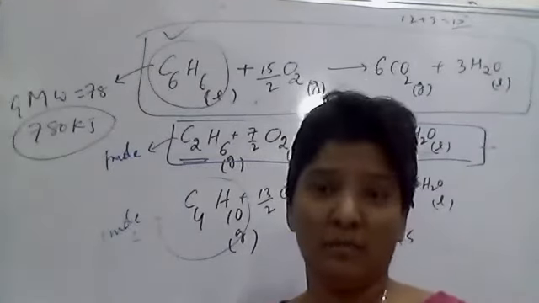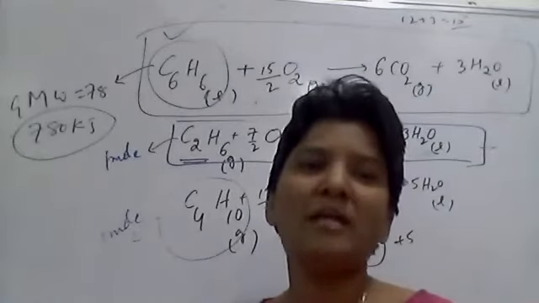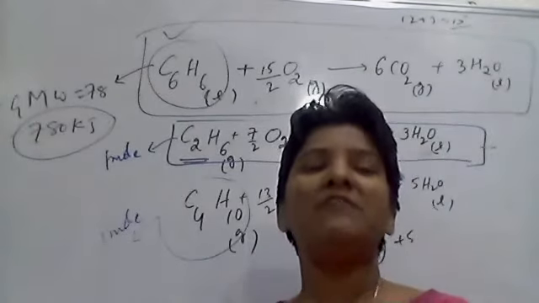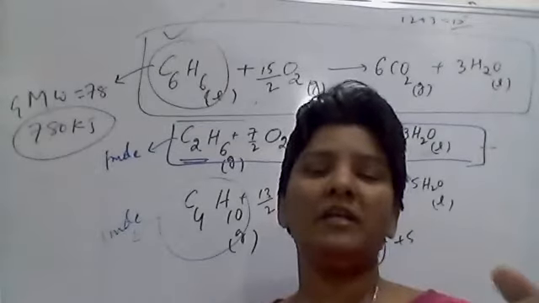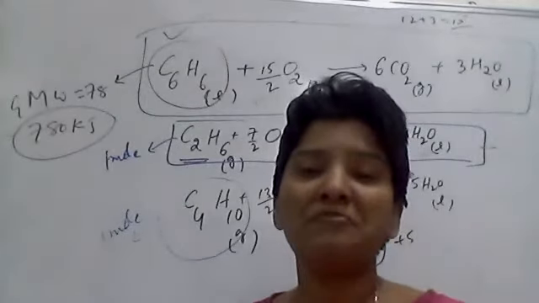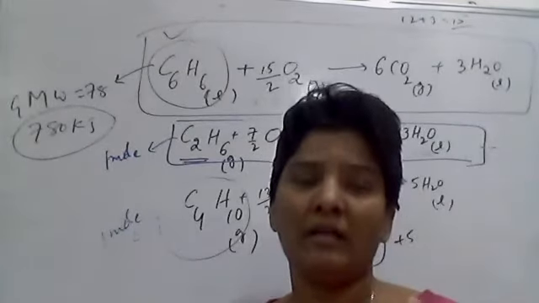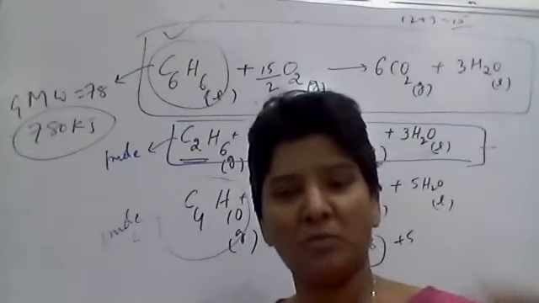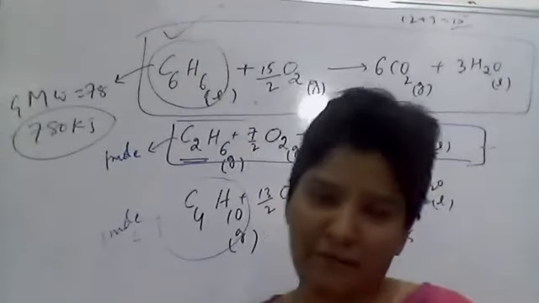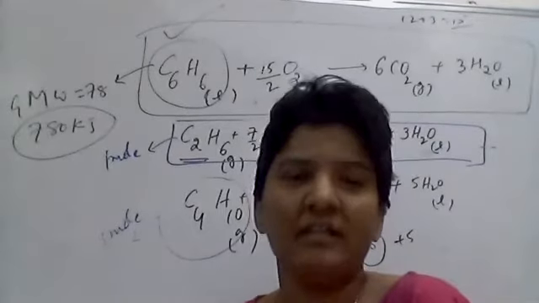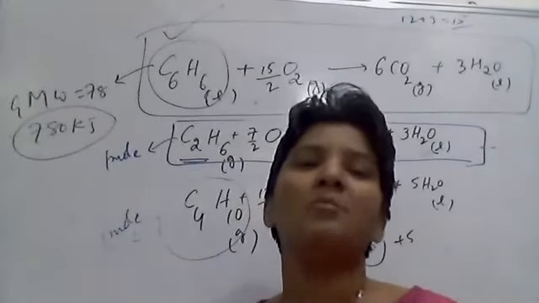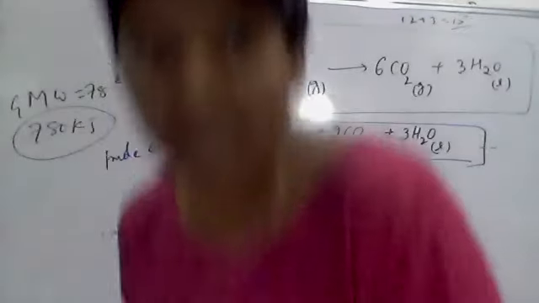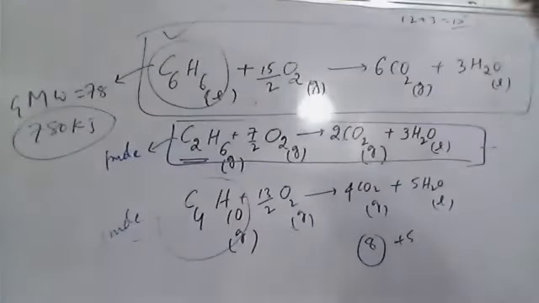So based on the simple mole concept, if you know the heat for a given weight, you can calculate the heat of combustion for its molecular weight. Or if the heat per mole is known, then you can calculate for any given weight by the crisscross method. Simple mole concept.